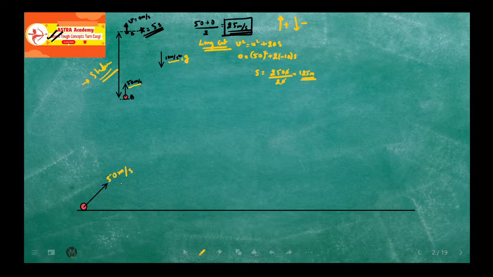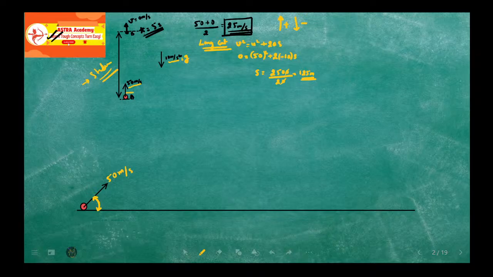Suppose there is a ball, a red colored ball. You can see here, there is a red colored ball, and the ball is given a velocity of 50 meter per second. And the velocity is given at some angle from the horizontal.